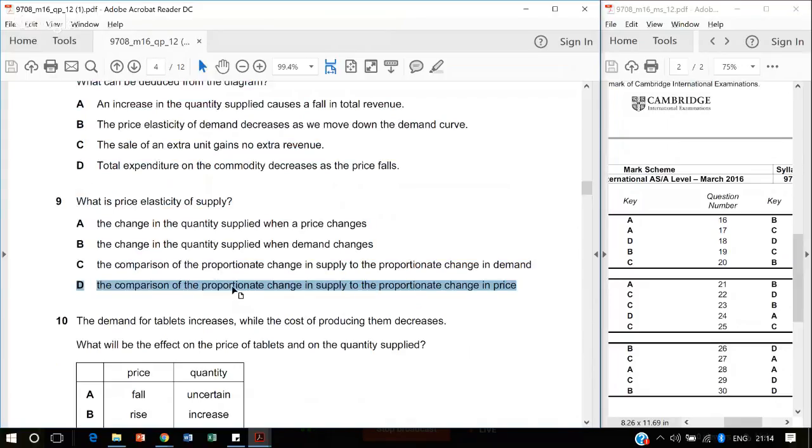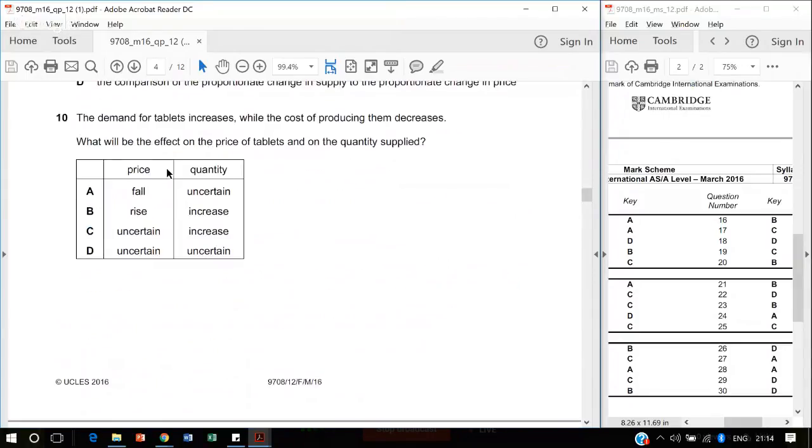And we have to talk about proportionate change in price. It's not just the total amount. We want the percentage change to make it comparable between different goods, because otherwise a good which was really expensive, you wouldn't be able to compare that to a much cheaper good. By doing percentage changes in price, proportionate change, we can actually compare the PESs of many different goods. The demand for tablets increases while the cost of producing them decreases. What will be the effect on the price of tablets and on the quantity supplied?